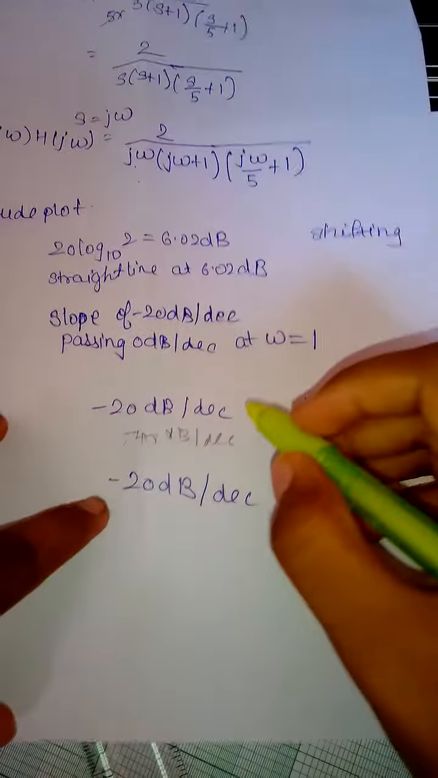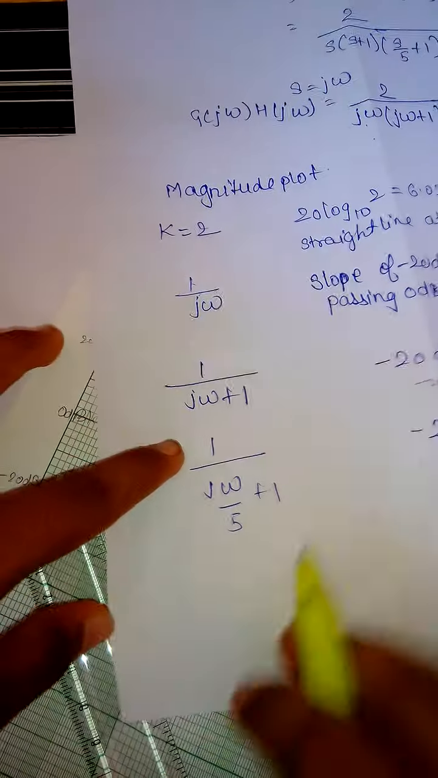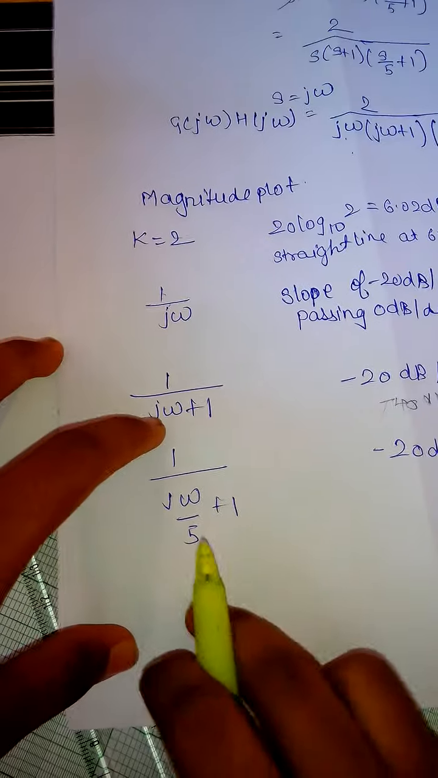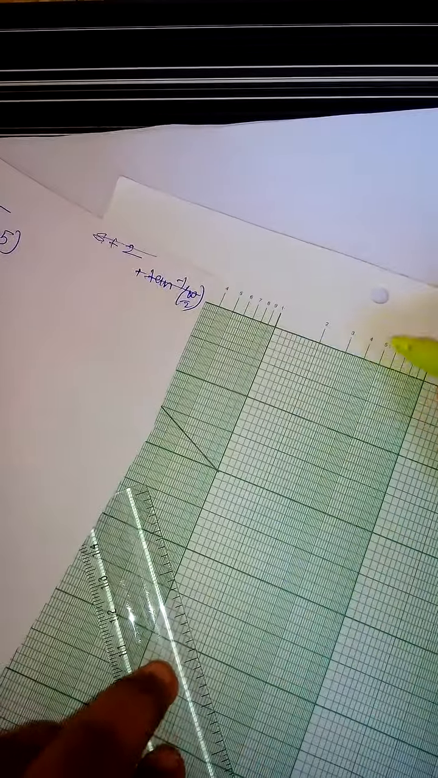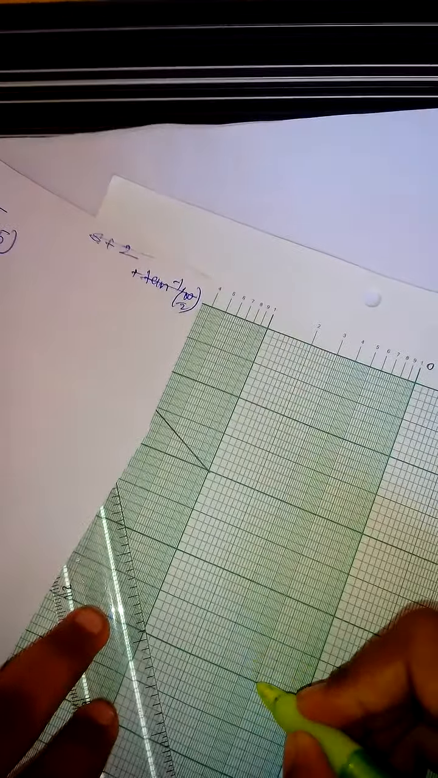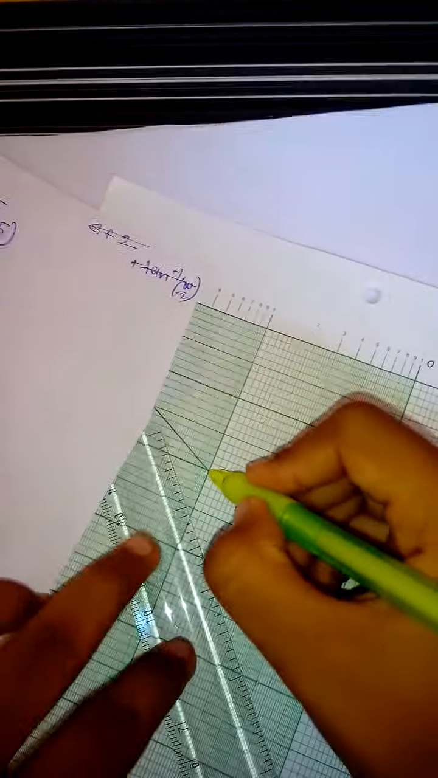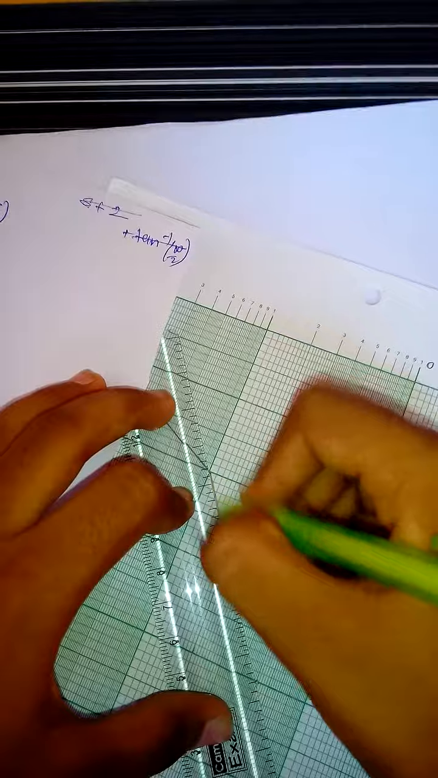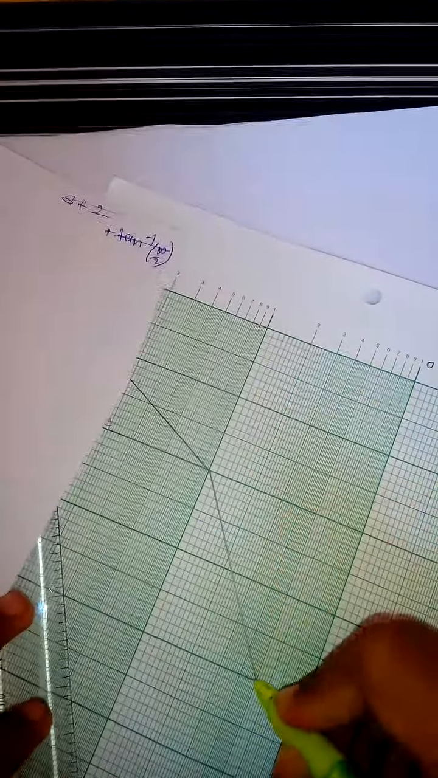omega greater than 1. But here it is 5. So we have to draw it till omega equals 5. This is the omega equals 5 line. So minus 40 dB, that is still here. Take it, draw it. This is it.